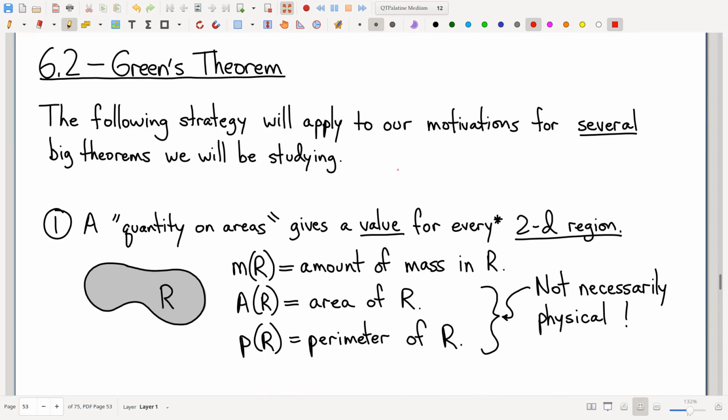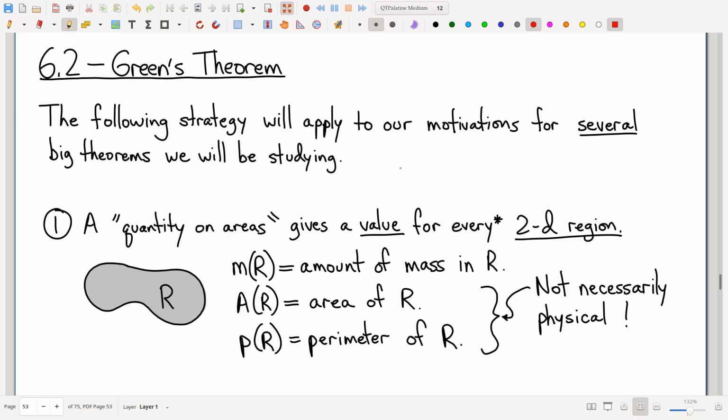6.2 is going to be our first example of what I'm going to call a really big theorem in vector calculus. It's going to be called Green's theorem. We'll see it in a couple, well, not today. We'll finally get to it early on Wednesday. But this is going to be our first, in a sense, big theorem of vector calculus.